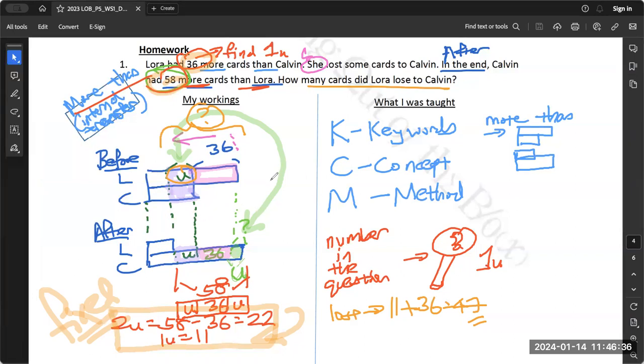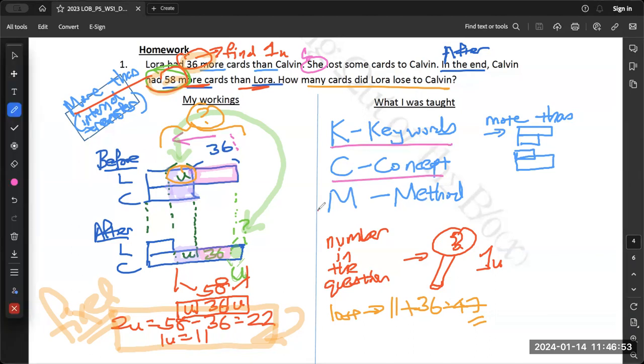And then this is something that my P5s will show and tell next week. Please watch it until you understand. So in short, K is more than. This is internal transfer. So when you see more than, draw the model already. C will be more than. Method is model. So this is what we teach our children.